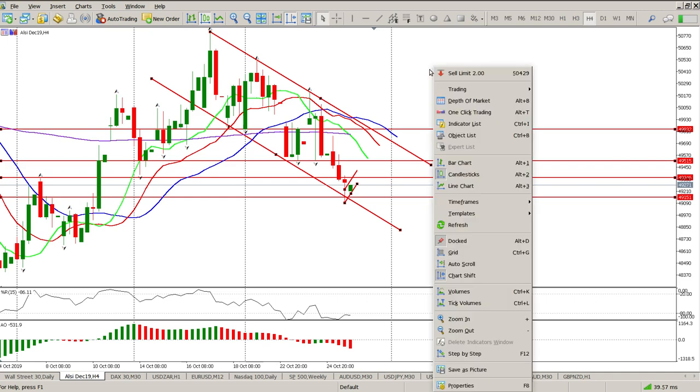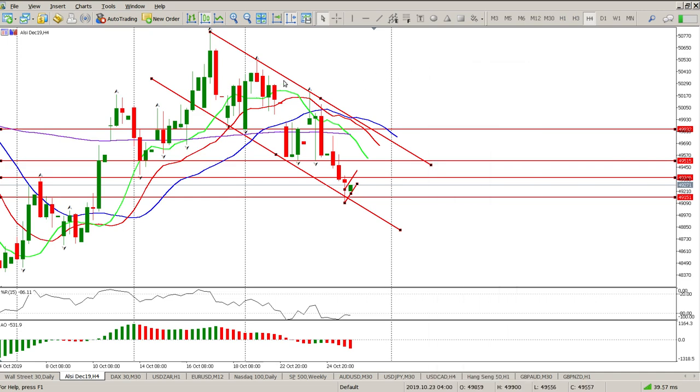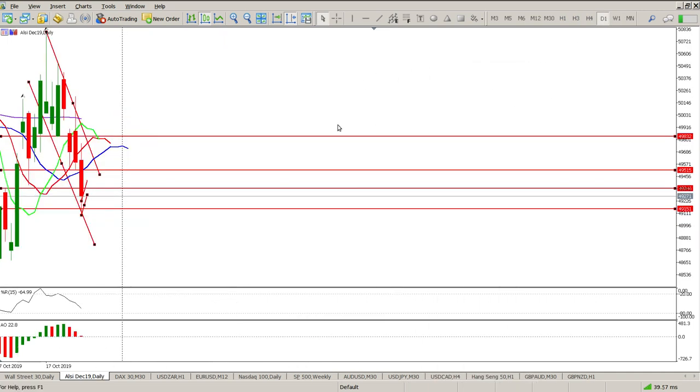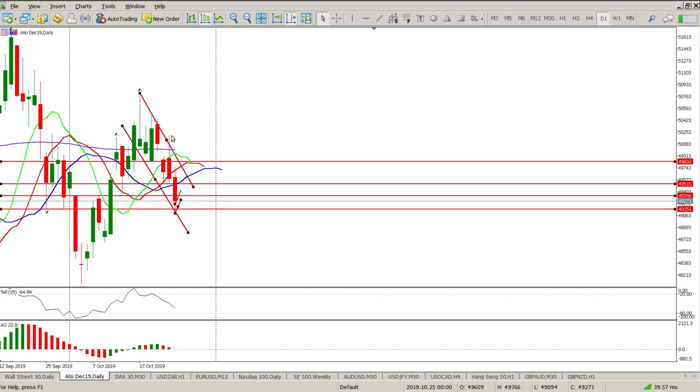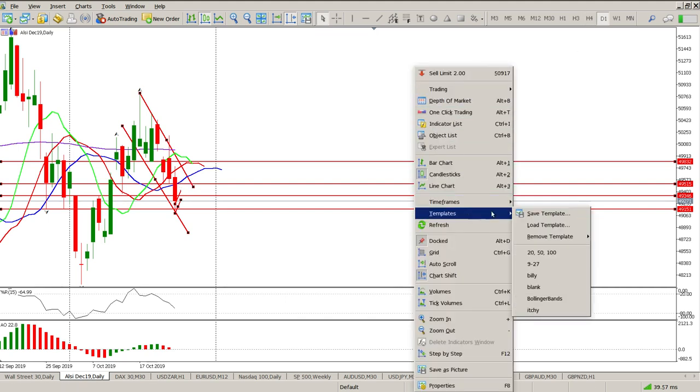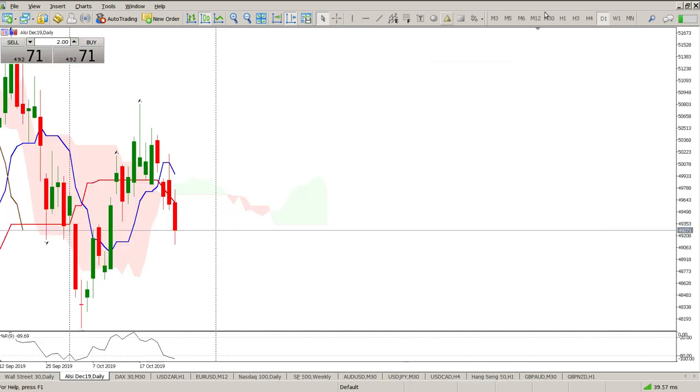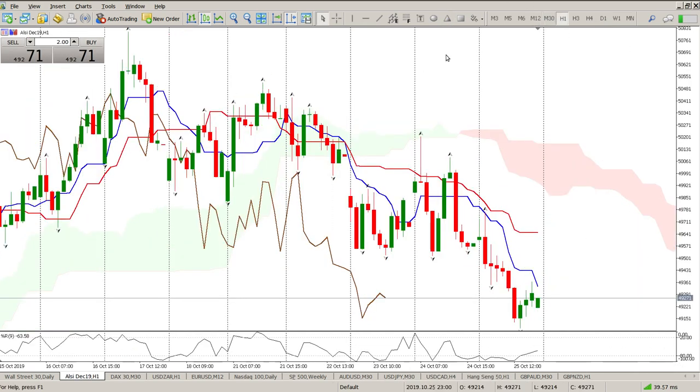Last thing is, on the higher time frames, obviously trend is down. And on the daily, we've broken through the alligator. You'd expect a move back up to retest the break, which is what we're looking for. So let's move across to the Ichimoku. Start off with the hour.